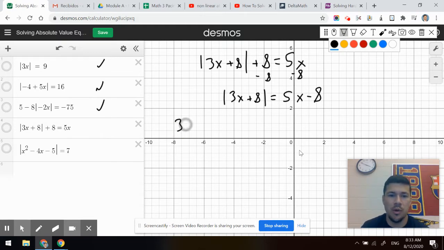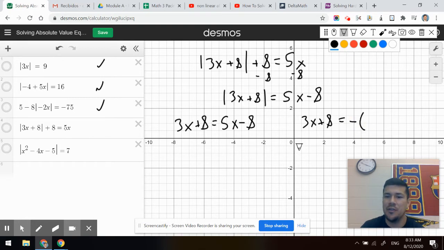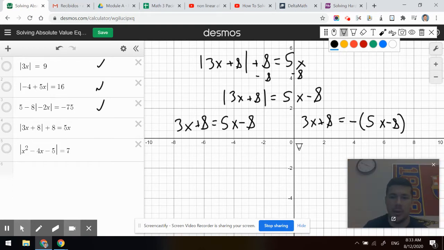So I'm going to say, well, 3x plus 8 could have a value of exactly 5x minus 8 and solve that equation. Or that expression 3x plus 8 could have a value of, wait for it, negative (5x minus 8) quantity, because I'm going to negate everything about that expression.